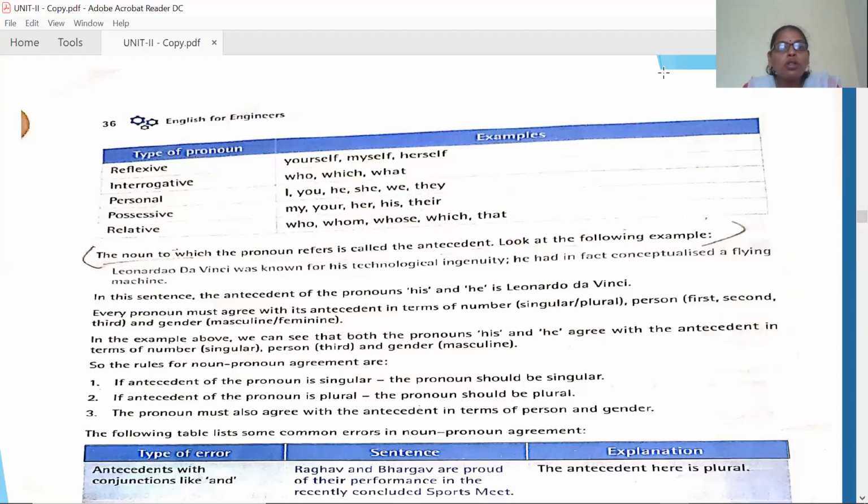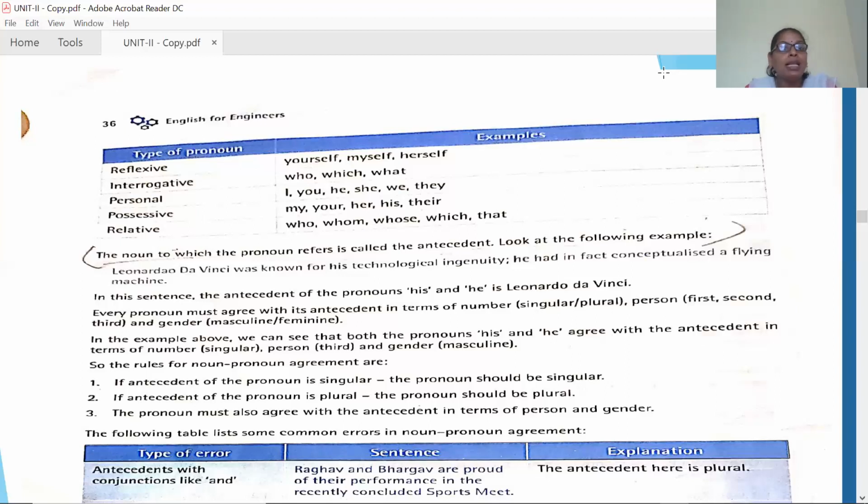In the example above, we can see that both the pronouns his and he agree with the antecedent in terms of number, that is singular, person third, and gender masculine. Now let us see the noun pronoun agreement rules. First one, if the antecedent of the pronoun is singular, the pronoun should be singular, as I told you.